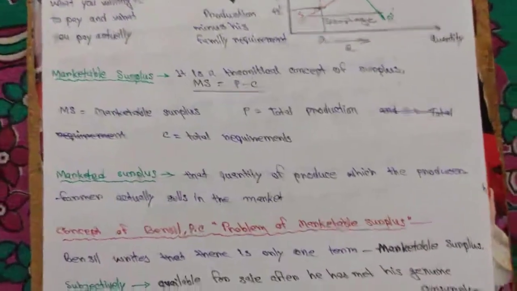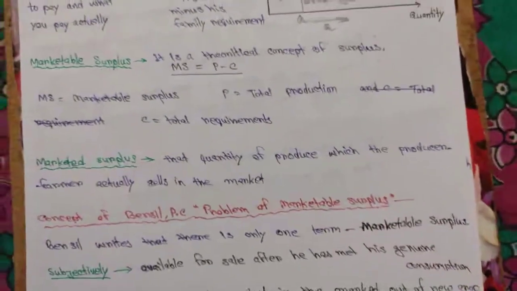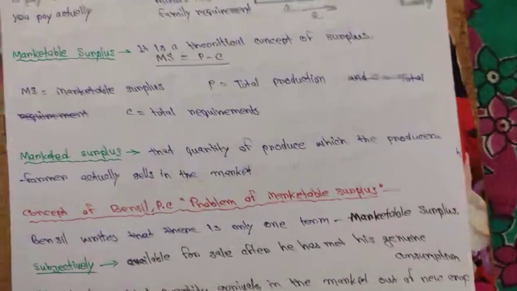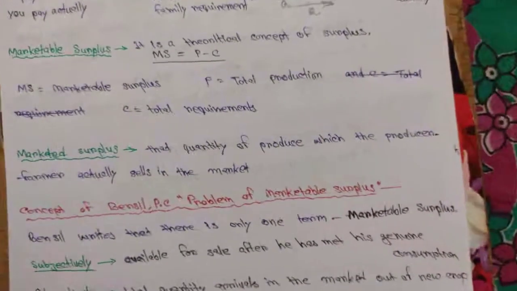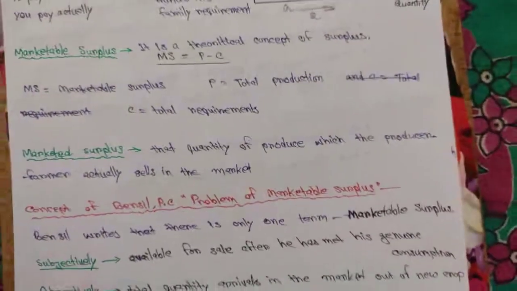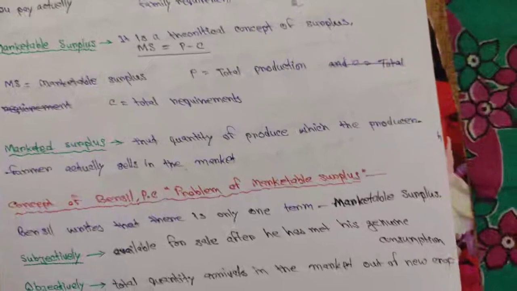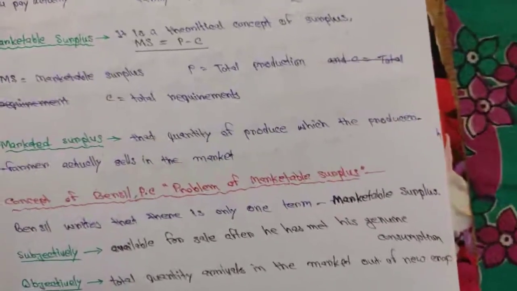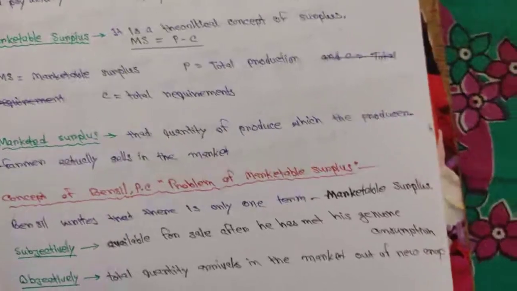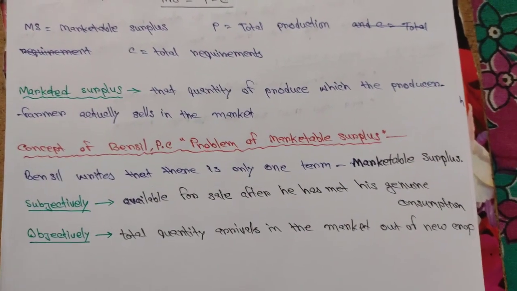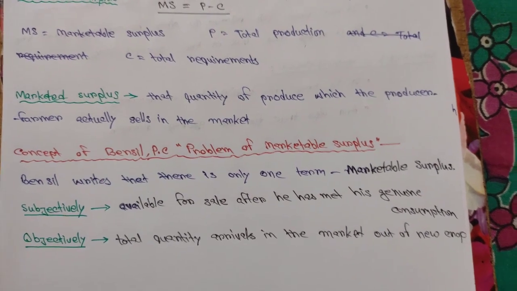marketed surplus is the quantity produced which the farmer actually sells in the market. It is not related to the requirements of a farmer. It is more or less related to how much a farmer can or will sell in the market for his cash requirements.